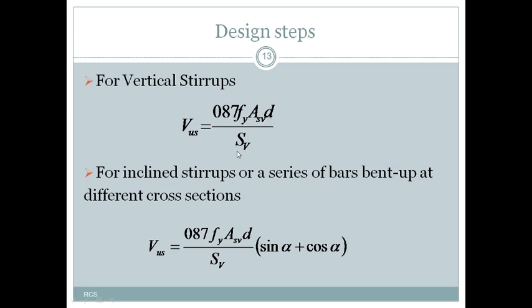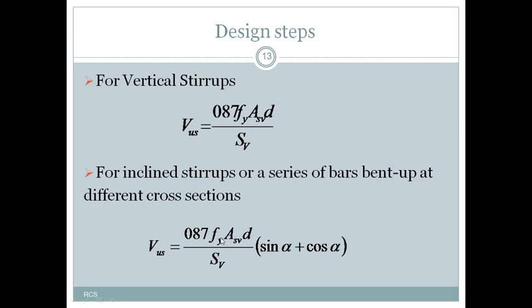Suppose you are using a vertical stirrup alone, then VUS equal to 0.87 Fy ASV D by SV. Here SV is the spacing that we can calculate according to your minimum shear reinforcement condition. Fy you know, ASV you have already calculated, and D is the effective depth. From that you can calculate the shear resistance of a vertical stirrup. And for inclined stirrups, VUS can be calculated as 0.87 Fy ASV into D by SV into sin alpha plus cos alpha. You know that ASV is the minimum area of reinforcement provided as shear reinforcement.